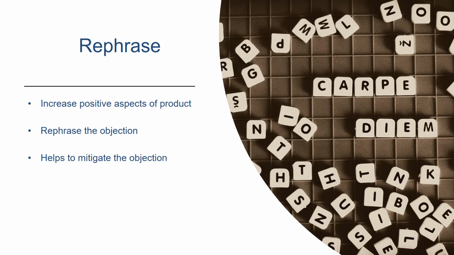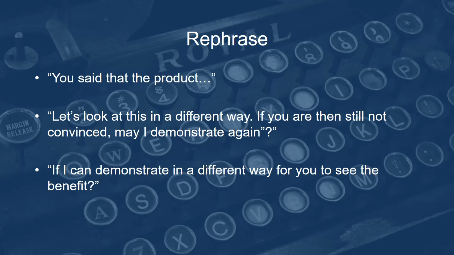You ask to rephrase the objection in many ways, which also helps to mitigate it and lessen its strength, because when you use different words, it might come out as less objectionable than it was from the beginning. So you can rephrase and say, "You said that the product..." and then continue depending on what the product is. Or, "Let's look at this in a different way." If you are then still not convinced, "May I demonstrate again?" Or, "Can I demonstrate in a different way for you to see the benefit?" Here the formality level can be a little lower.